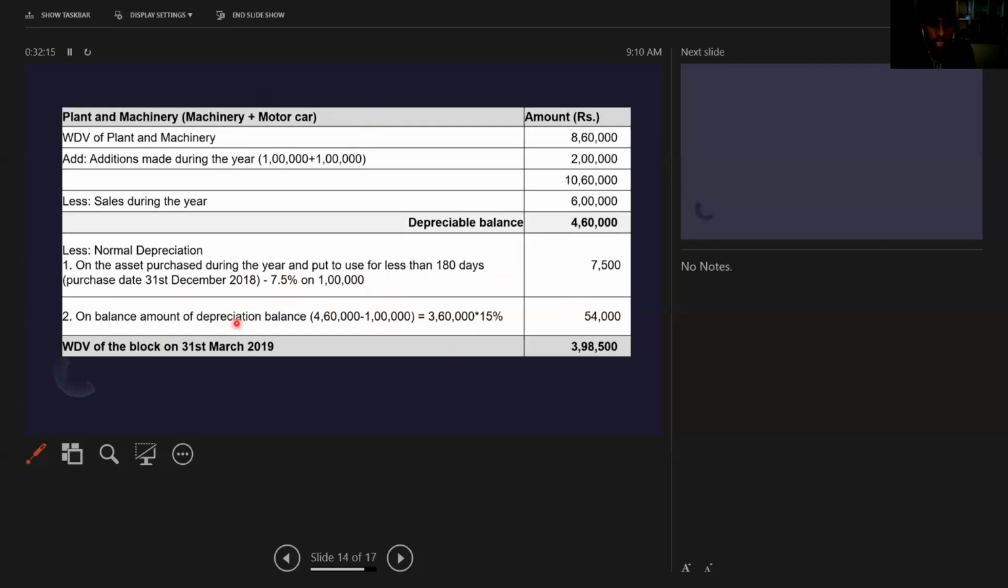So, on the balance, 4,60,000 was the depreciable balance. During the normal depreciation, 1 lakh has been deducted because the asset was purchased on 31st December 2018. So, the balance is 3,60,000. With the 3,60,000, we calculate depreciation at 15%, that comes up to 54,000. So the written down value of the block on 31st March 2019 is 3 lakh 98,500. This is the plant and machinery account. Next.